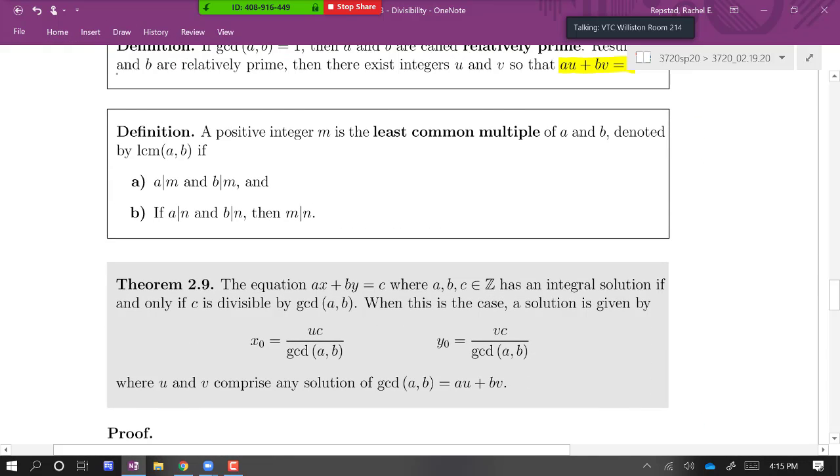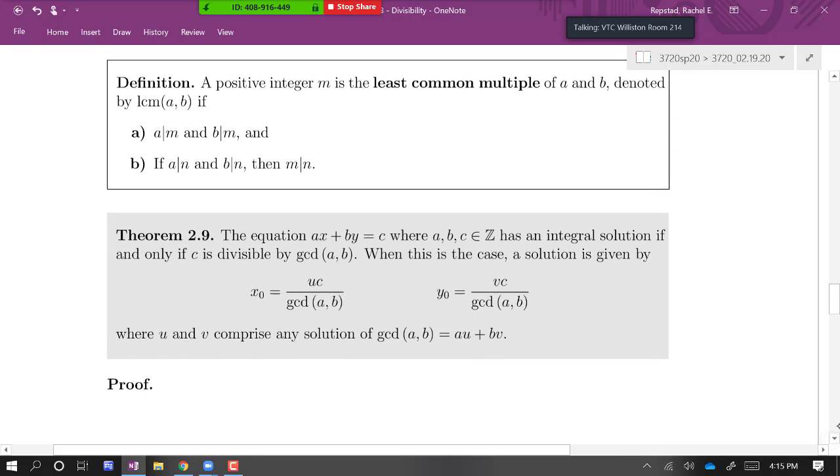Least common multiple, again, I think we know least common multiple. Least common multiple is, first of all, a common multiple, and it's the smallest one that they have in common. So if m is the least common multiple, then a divides m and b divides m. It's a common multiple. But also, if a and b also divided some other integer, if there was some other common multiple, then m, the least common multiple, will divide it.